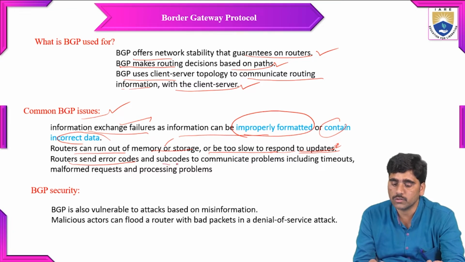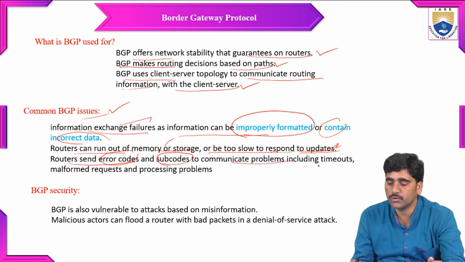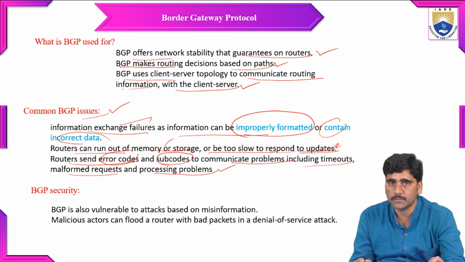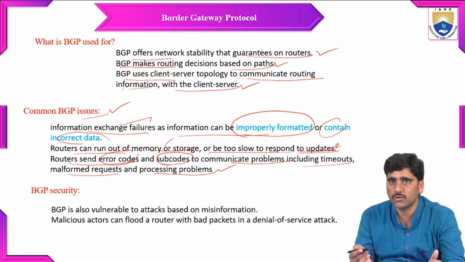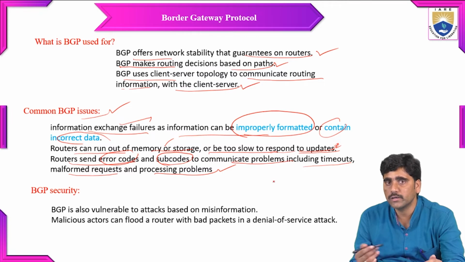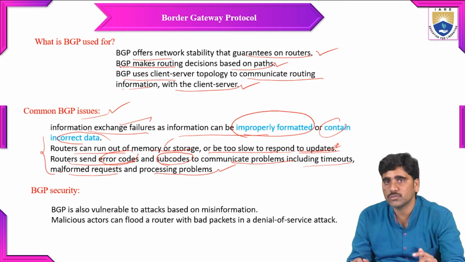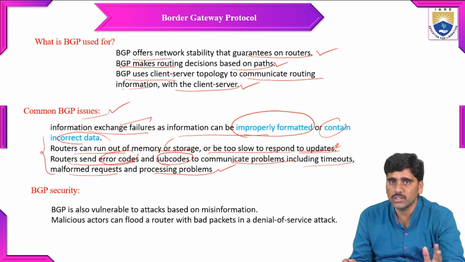and subcodes. Error codes as well as subcodes are generated to communicate problems, including timeout problems, malformed requests, and processing problems. So routers can send error codes and subcodes to communicate problems, including timeouts, malformed requests, as well as processing problems. So these are all some common BGP issues, common Border Gateway Protocol issues.